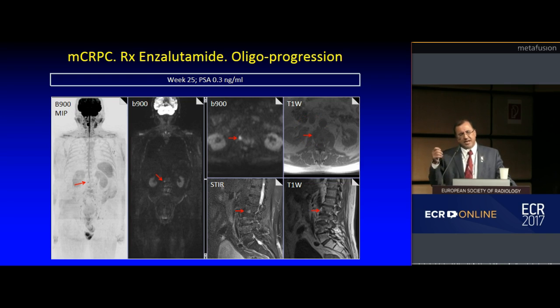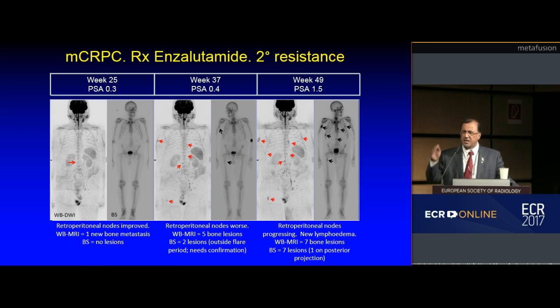So this, in fact, constitutes what we now call oligoprogressive disease. The problem is the standard of care is not whole body diffusion imaging or any other technique, it's the bone scan. So the bone scan is negative, as you can see. So what happens? The patient receives more treatment. Now we are at week 37. The PSA is still suppressed. The bone scan is now positive, so it shows 2 lesions. The whole body MRI scan is now showing 1, 2, 3, 4, 5 lesions.